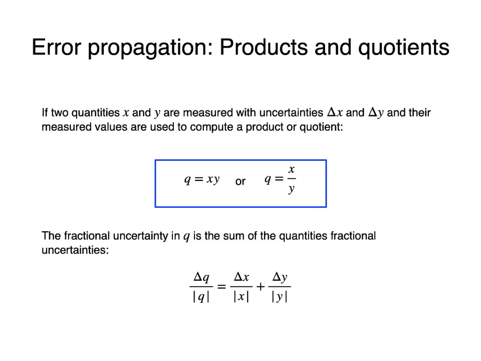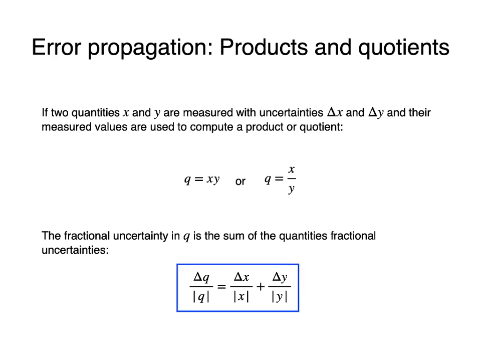Let's look at products and divisions. If two quantities x and y are measured with uncertainties delta x and delta y, and their measured values are used to compute a product or division, the fractional uncertainty in Q is the sum of the quantities' fractional uncertainties.